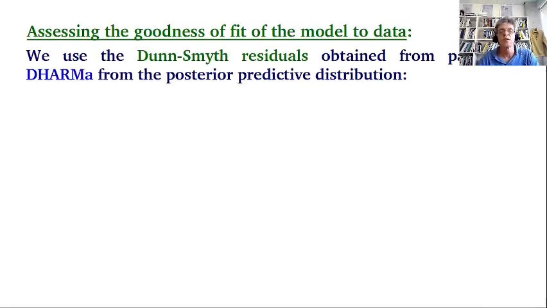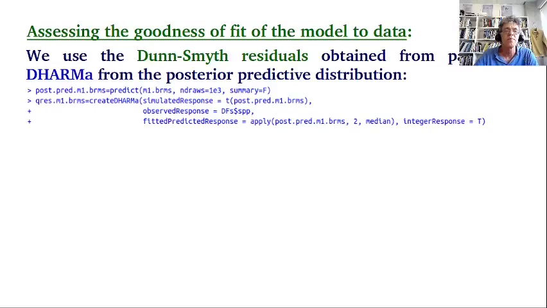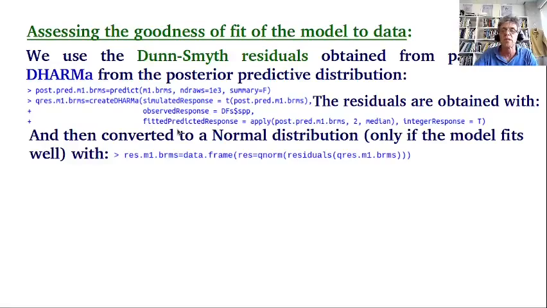So in order to assess the goodness of fit of the data, we obtain the Dunn-Smyth residuals using the package DHARMa, for which we first need to obtain the posterior predicted distribution. Here are the posterior predicted distributions, and with them we use this command, createDHARMa, to obtain the Dunn-Smyth residuals, that are then converted to a normal distribution, which will only look normal if the model fits well, using the usual command.